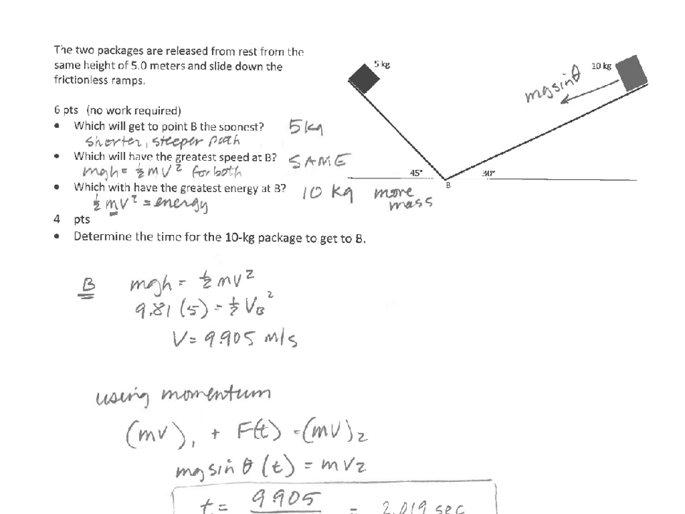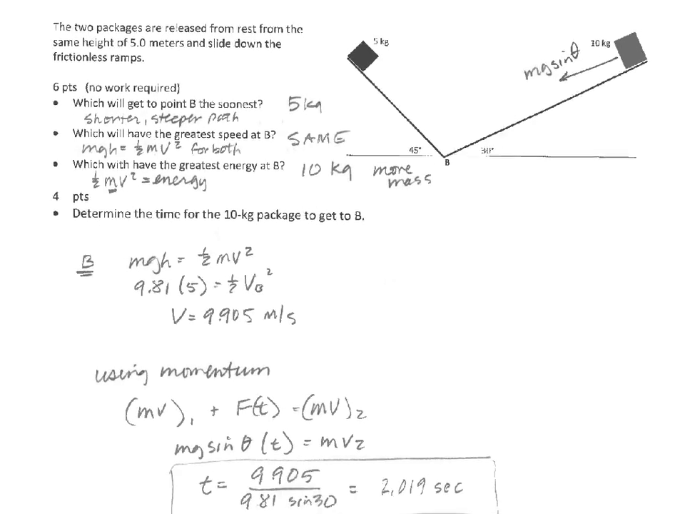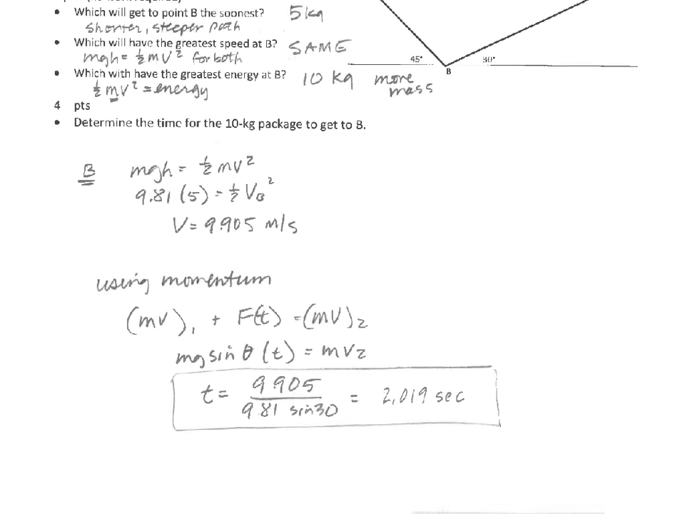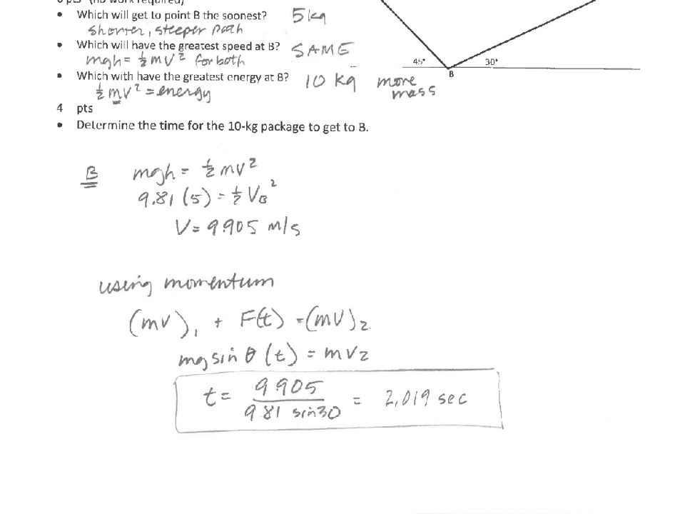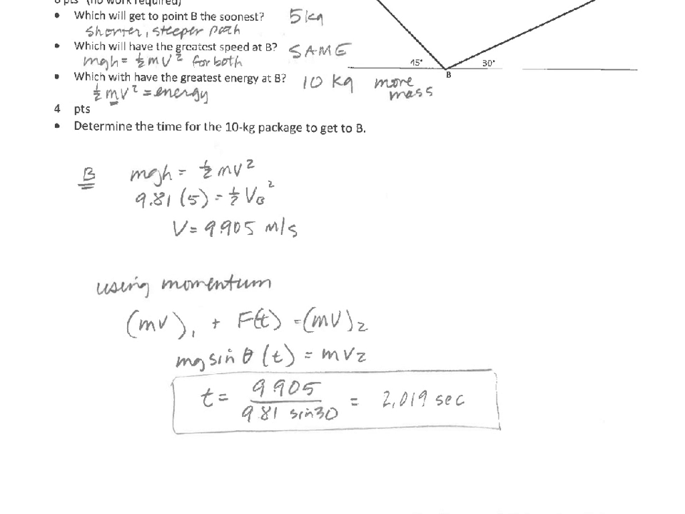The time comes from a couple of different things, but I used momentum if I could find the speed at the bottom. So I found the speed at the bottom from mgh equal to 1/2 mv squared. Found the speed would be 9.9, and then I used momentum to say that I have a force going down the hill of mg sine theta, and that causes a change in velocity. So here's my momentum equation. The impulse down the hill is force times time. The only force is that mg sine theta, and I have a mass times velocity at the bottom, and I can solve that for the time that it takes.